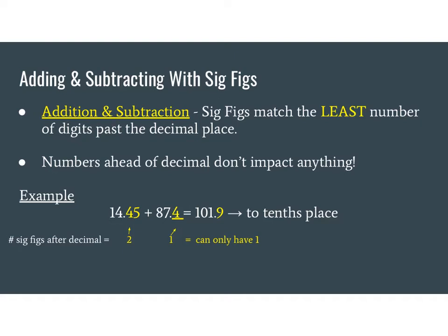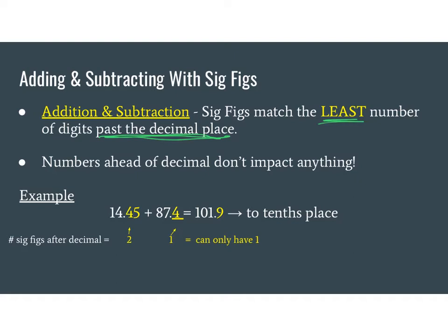So the rule that we look at, we make it kind of simple. Sig figs match the least number of digits past the decimal place. So that's pretty important for us. We want to look past the decimal place and we want the least number that's there. Numbers ahead of the decimal don't impact anything.